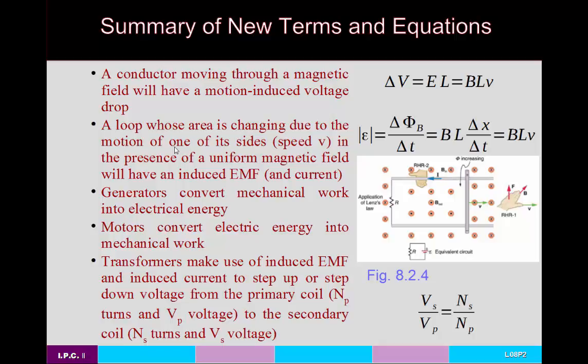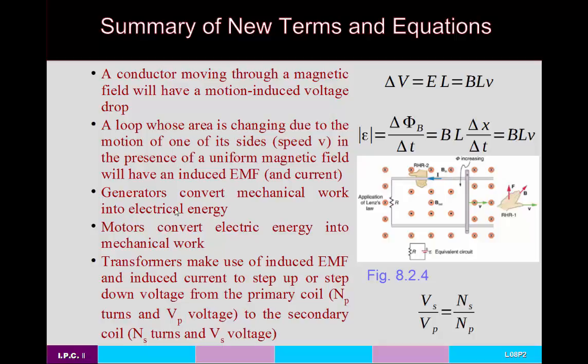Second of all, a loop whose area is changing, as in this diagram, thanks to the motion of a conductor, for example on a pair of rails with a total resistance here, is going to get an induced current. The current is determined by the right-hand rule, as is the induced magnetic field. The induced EMF for this is, again, delta phi B over delta t, as per Faraday's law, and that is going to be equal to BLV. And again, if this is at some angle with respect to the magnetic field, it becomes BLV sine theta.